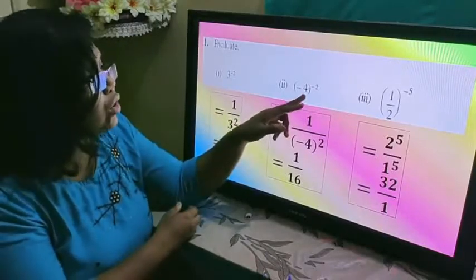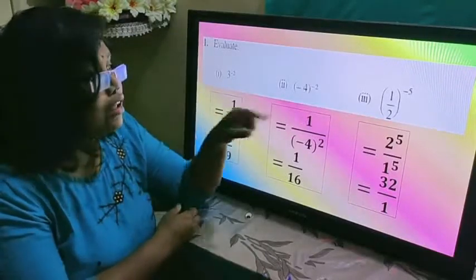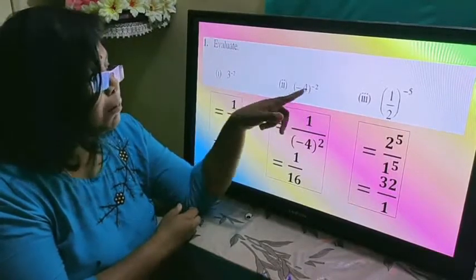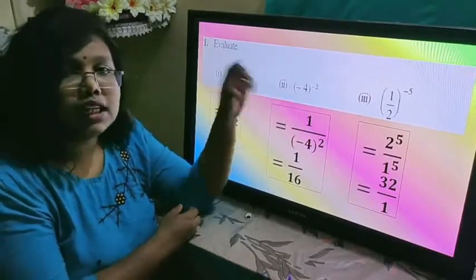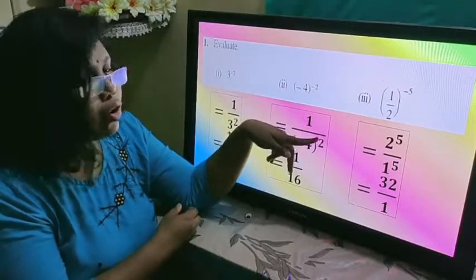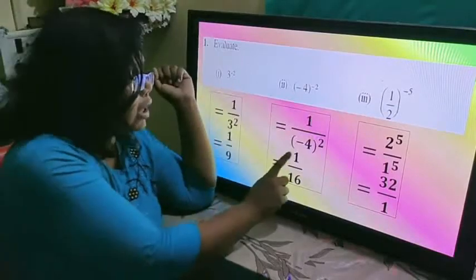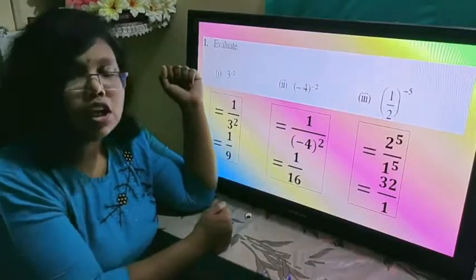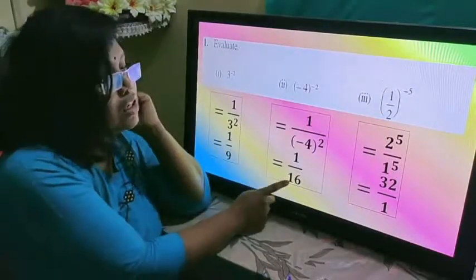Likewise, minus 4 raised to minus 2. Here only the negative sign of the exponent goes away. The base, whatever sign it has, is retained. That means 1 upon minus 4 whole squared. So it would be 1 upon 16, because minus 4 into minus 4, minus and minus becomes plus, 4 into 4 is 16. So 1 upon 16.